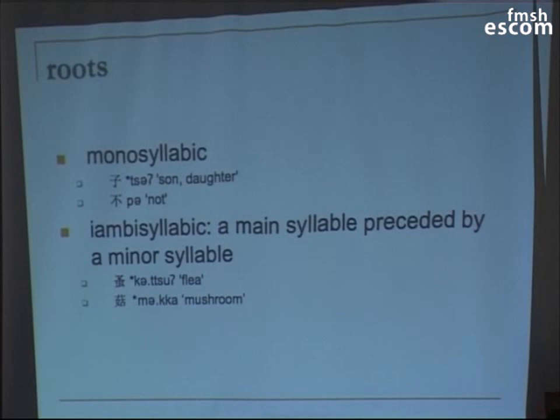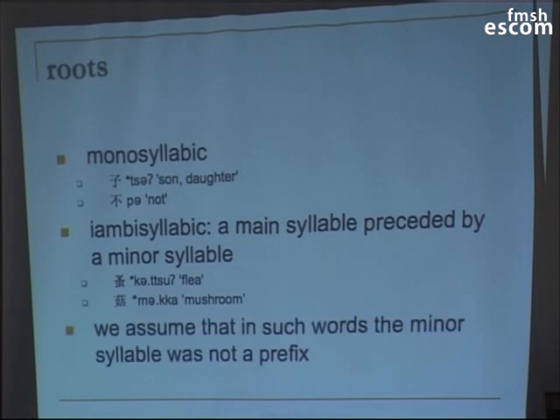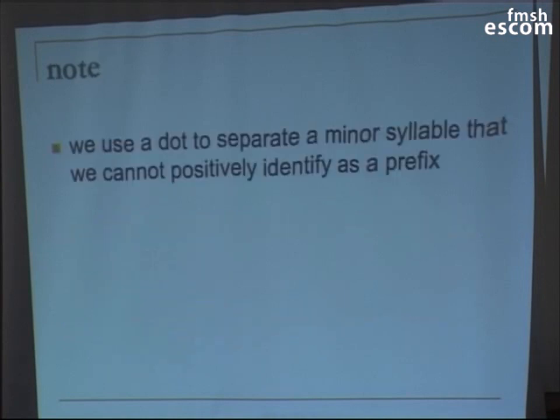And it doesn't seem to be any kind of prefix. I mean, it doesn't fit any of the prefixes that we've identified, so we don't treat it as a prefix. So we assume that in such words, the minor syllable was not a prefix. And we use a dot to separate a minor syllable that we cannot positively identify as a prefix. So that's what we've done in these forms. Katsu with a dot. And this is another example, the word for woman.